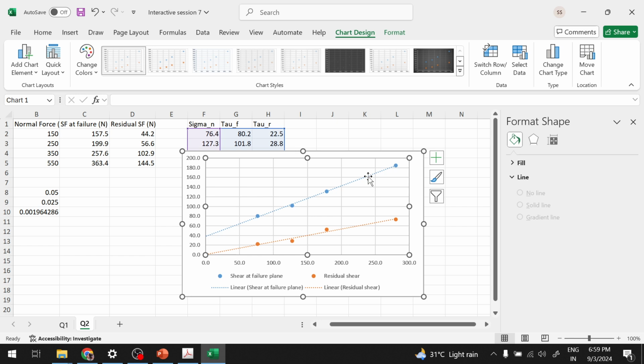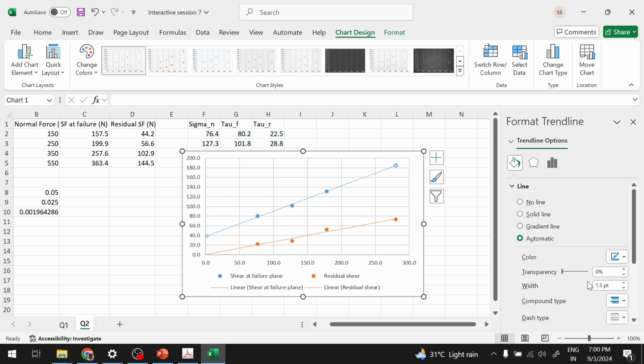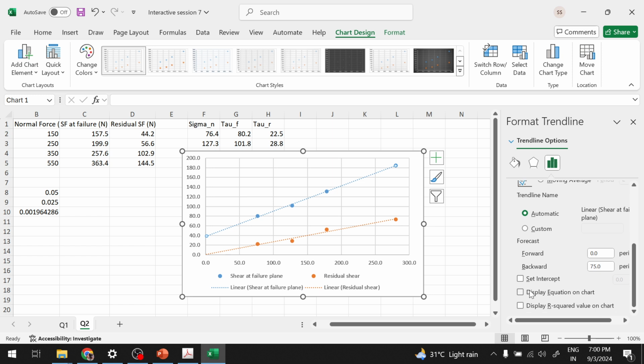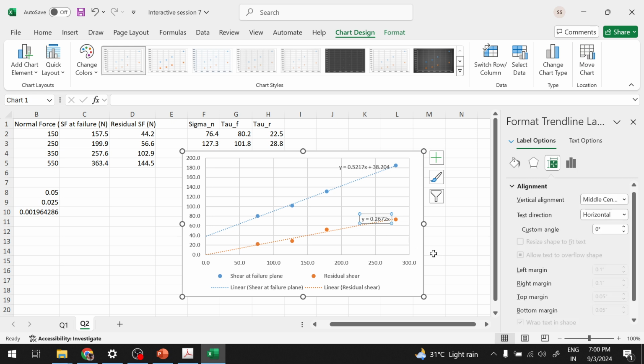And now let us see the equations for these. Display equation on chart as well as for this, display equation on chart. Okay, let us set an intercept of 0 for this one.